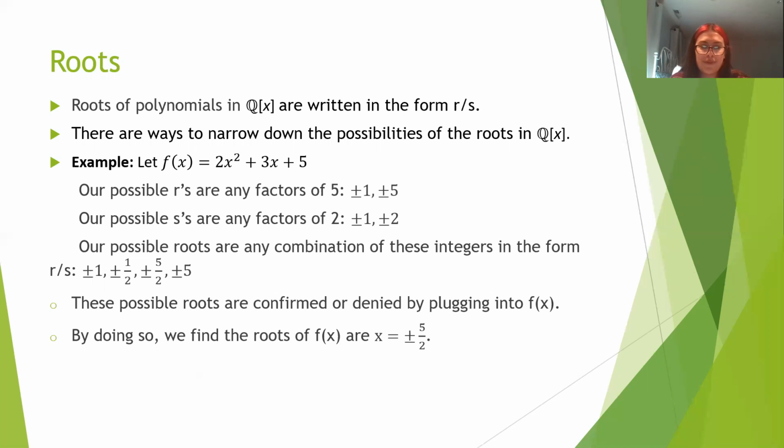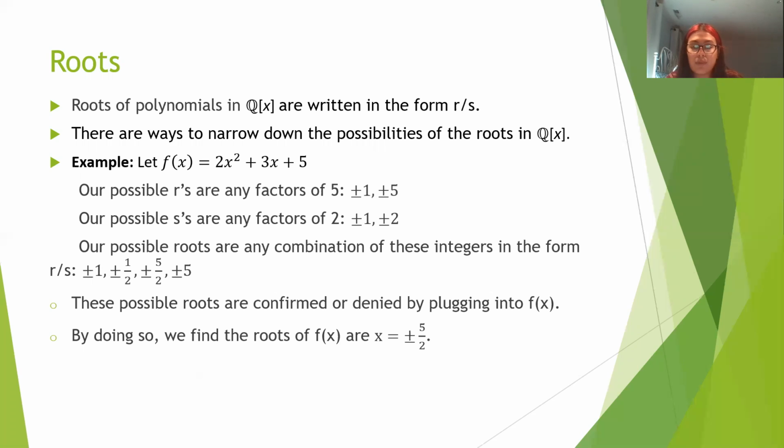These roots are confirmed or denied by plugging into f of x, and by doing so, we find that the roots in this equation are plus or minus 5 halves. So some cases are easy to factor and easy to find the roots, but this method is helpful when polynomials are difficult to factor.